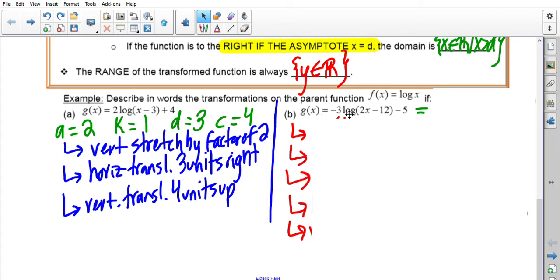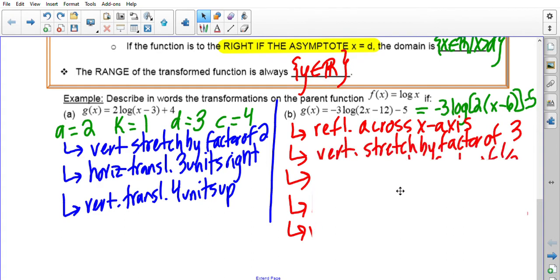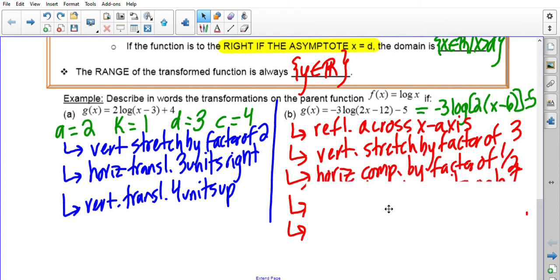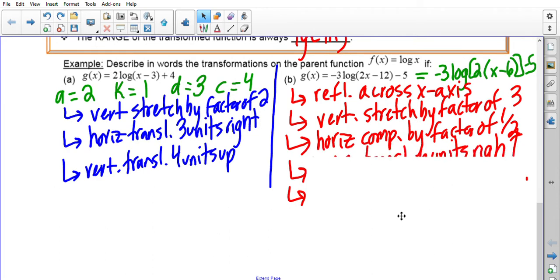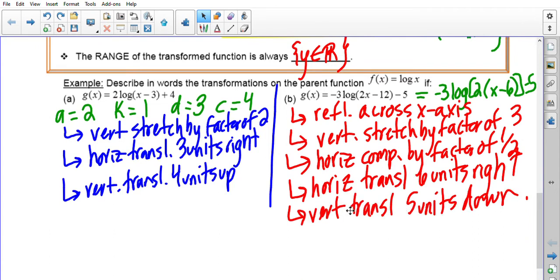For this function, g(x), the minute you look at it, you should see that it's not in proper notation because the k value has not been factored out. So let's factor out the k value. So we get negative 3 log[2(x − 6)] − 5. So let's start with the negative. That's a reflection across the x-axis. The 3 here means a vertical stretch by a factor of 3. The 2 means a horizontal compression by a factor of 1/2. The 6 is a horizontal translation, 6 units right. And the negative 5 is a vertical translation, 5 units down.